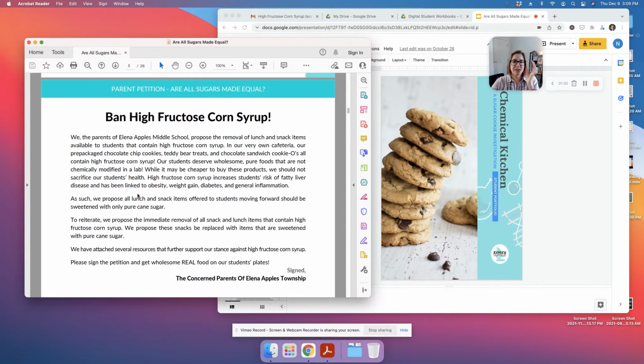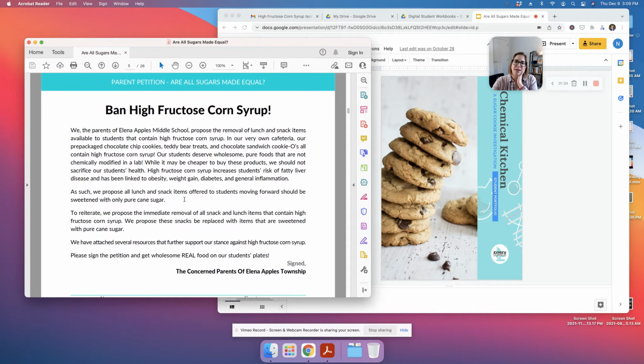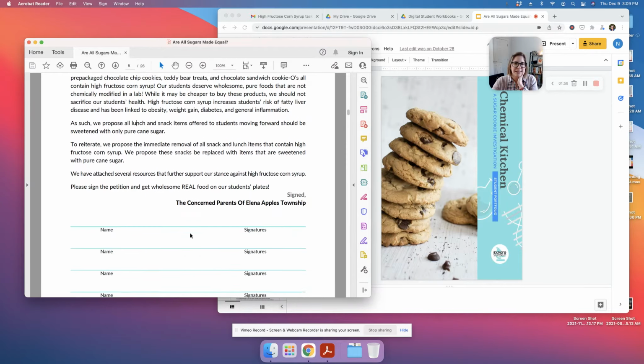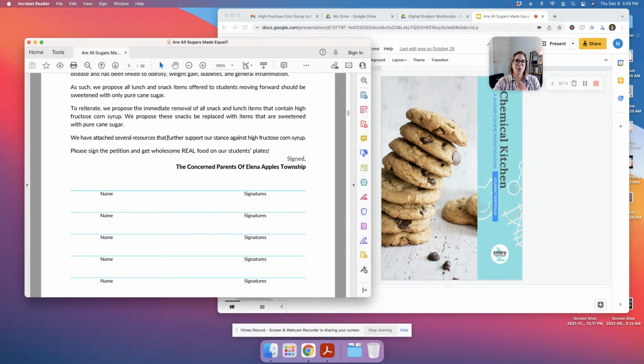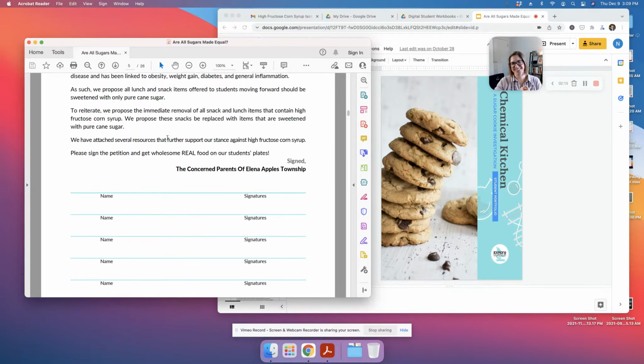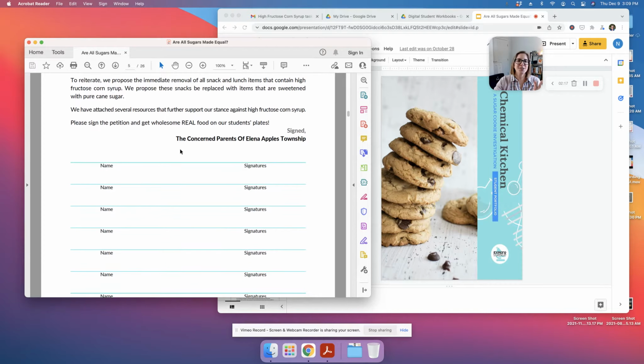In this activity, students are on the school board, and they have received a petition from parents that says, ban high fructose corn syrup, and we want to remove all of it from our snack and our lunch items, and everything should just be pure cane sugar. So the food should be sweetened with pure cane sugar, not everything. They say we want real food on our students' plates.